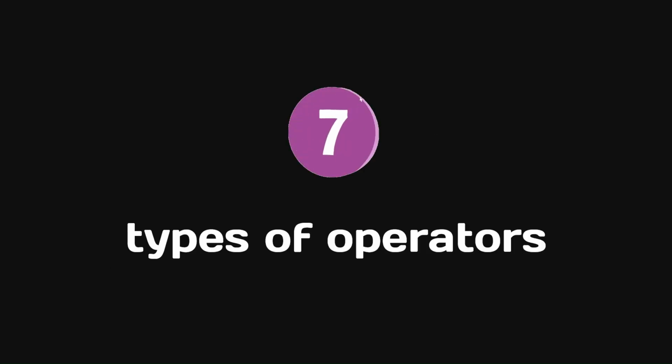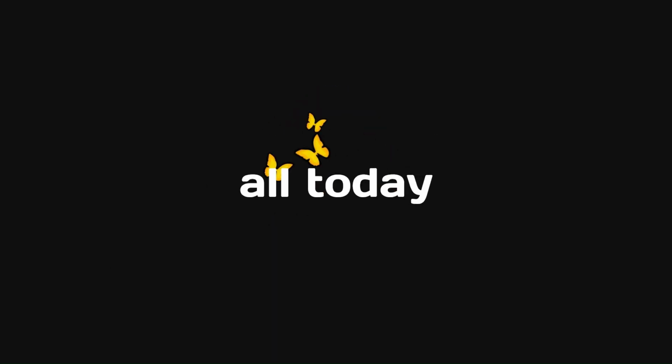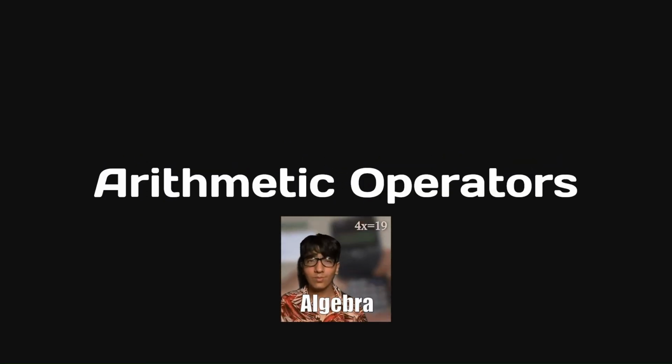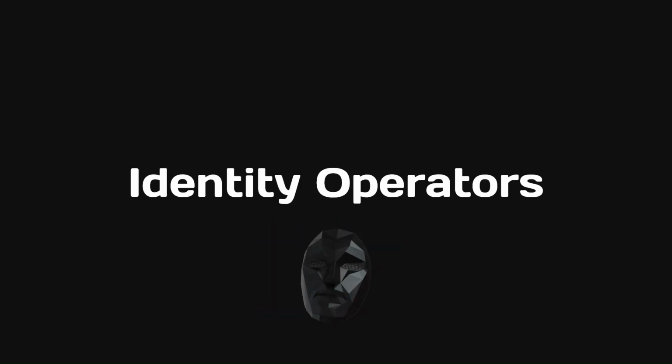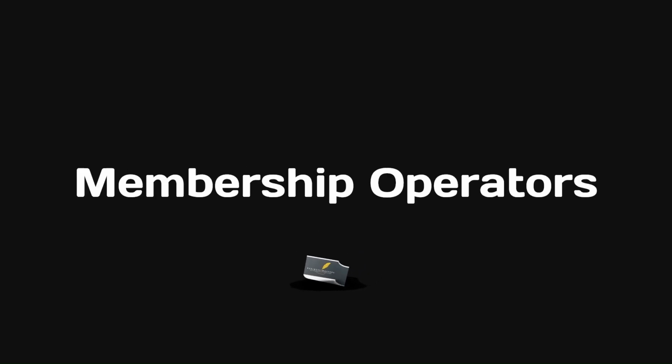Before we jump into the code, let's quickly review what operators are in Python. Operators are symbols that perform operations on variables or values. Python has 7 types of operators and we will cover them all today: arithmetic operators, assignment operators, comparison operators, logical operators, identity operators, membership operators, and bitwise operators. Let's go through each of these operator types in detail and see how they work with examples.